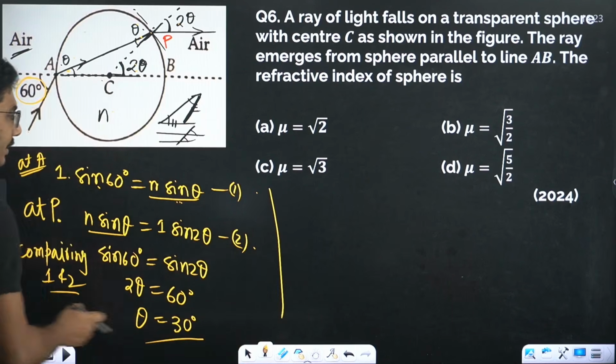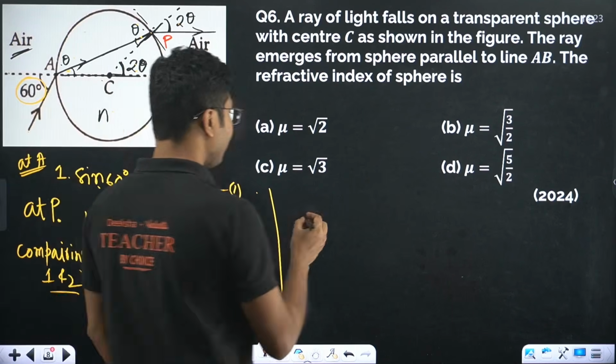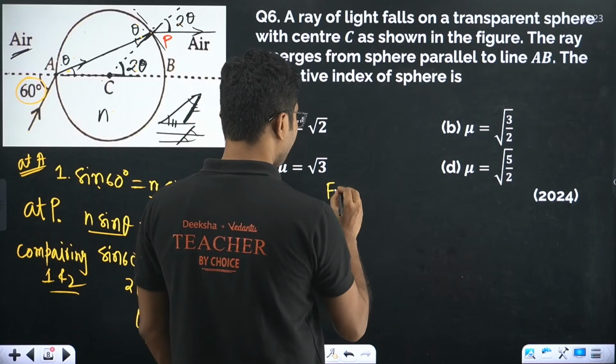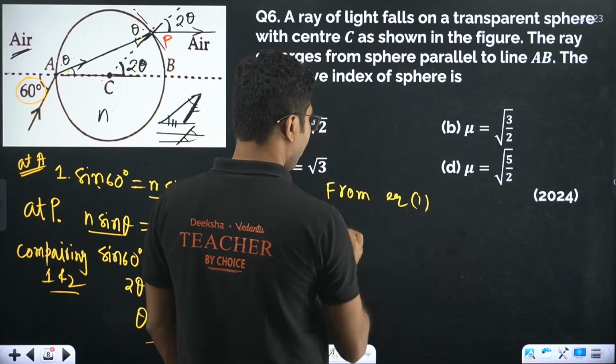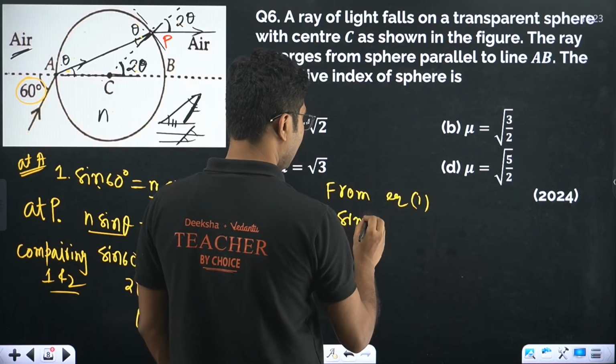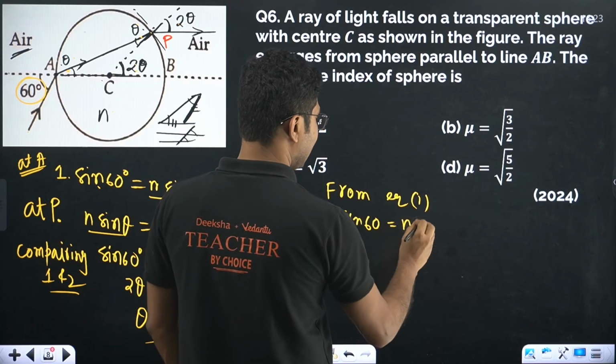So once we have calculated this angle, now just put that in the first equation, equation 1. Sine 60 equals n sine 30.